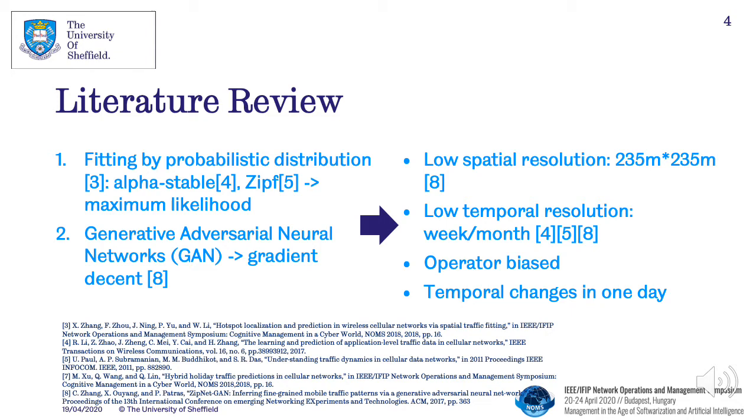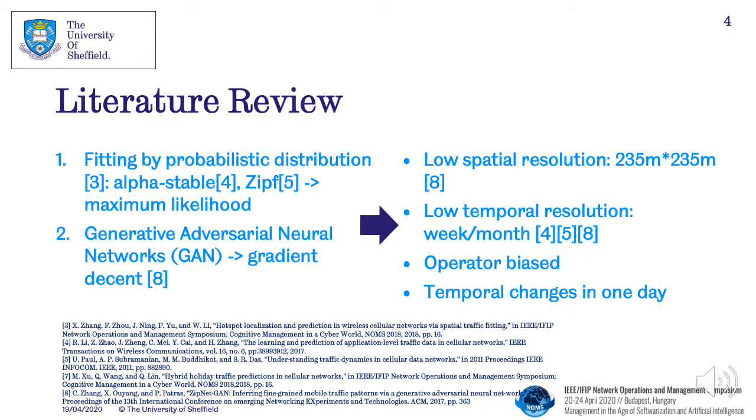And then we found another machine learning tool, which can optimize the parameters by gradient descent. It is called the Generative Adversarial Network. It is GAN. That's what we want. And then let's see if they satisfy our requirement. We firstly find that the low spatial resolution is the first gap. What they are using is cellular data, based on the base stations, which is a pretty low resolution. They use 235 meters square for one unit in their research.